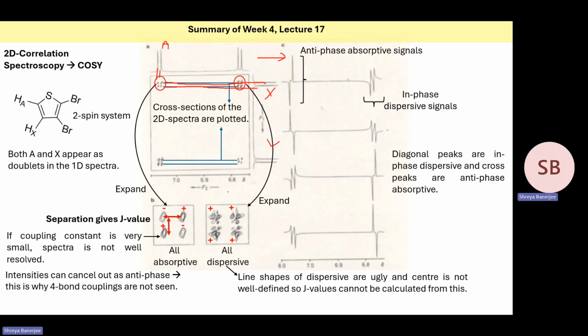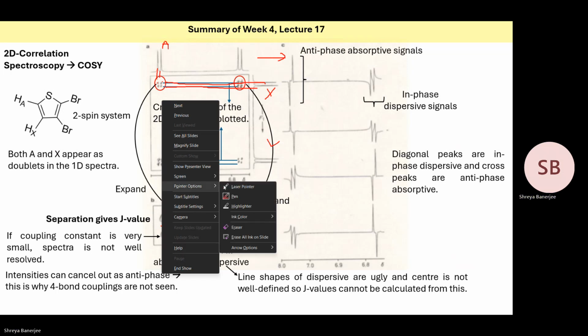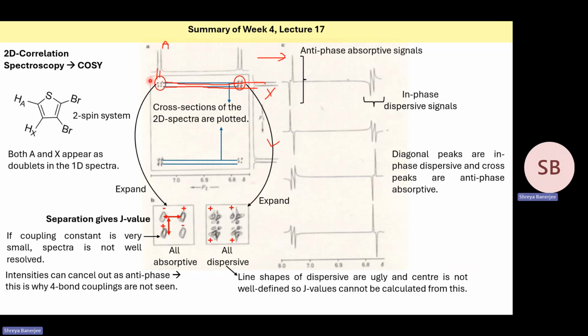First, let us understand the 2D spectra that is here below, and then we'll talk about the 1D spectrum. This is the cross peak. If you expand the cross peak, you will get 4 smaller peaks inside the cross peak. And why are you getting 4 peaks? Because A is also a doublet and X is also a doublet. Now, for now, forget about the signs. I will talk about the signs when I come here.